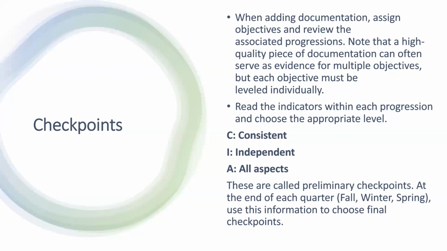When you do this with your documentation, these are called preliminary checkpoints. At the end of each quarter, fall, winter, and spring, you will use this information to choose final checkpoints for the end of that quarter.